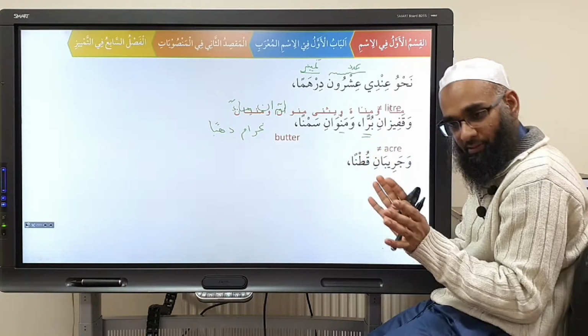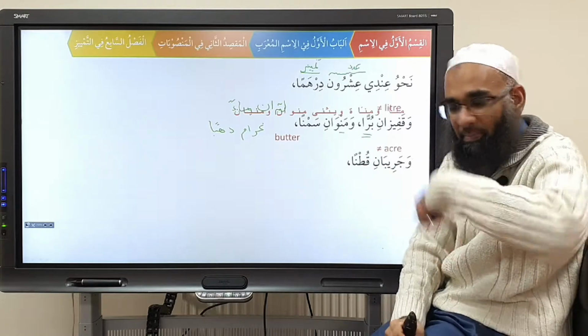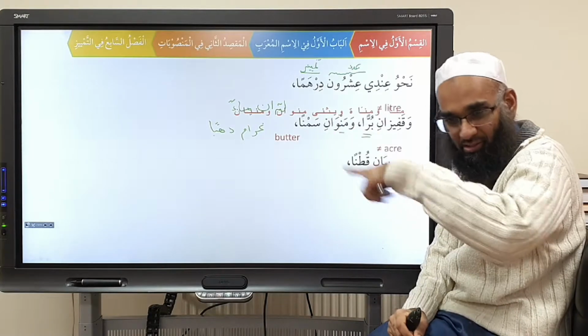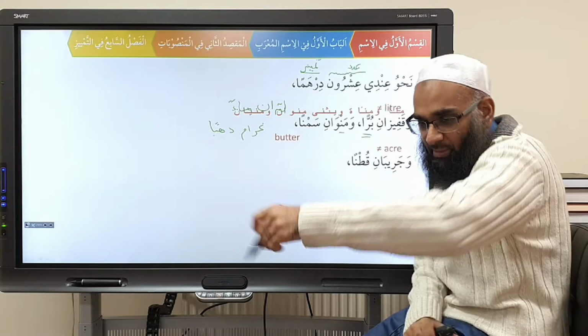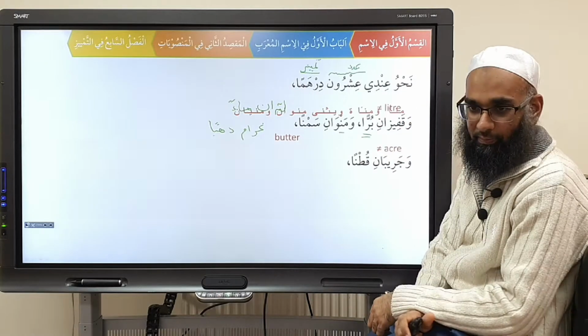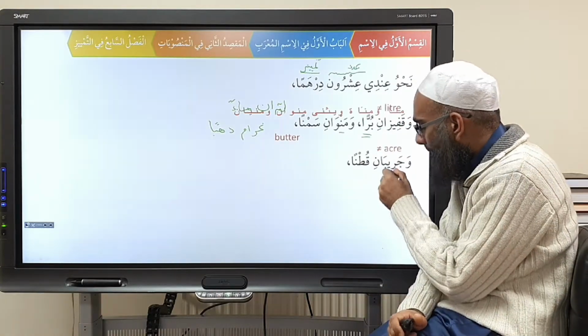But jarib is like a mass, so square meter, square foot. And qutn is cotton. So I got this much area of cotton. Correct? So again, vague, ambiguous, you're clarifying it.